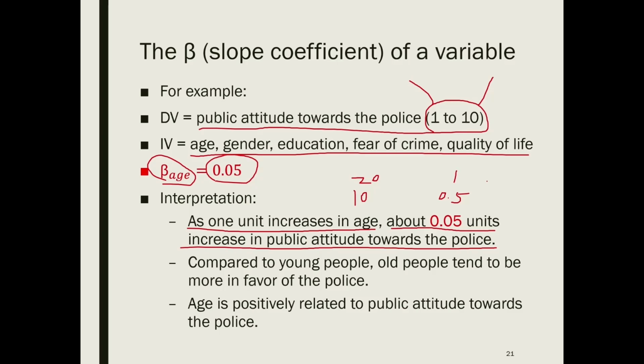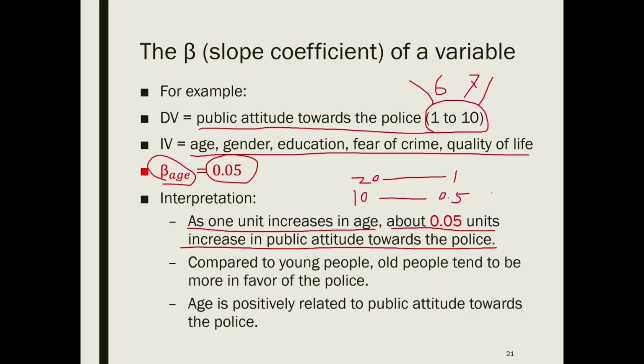So let's assume there are two people. One is age 20, another is age 40. Based on these results, if the 40-year-old has an attitude toward the police officer of 7, then the 20-year-old should have an attitude of 6. A 20-year age gap leads to a 1 unit change, and a 10-year age gap leads to a 0.5 change. It's a way you can explain what's happening mathematically.